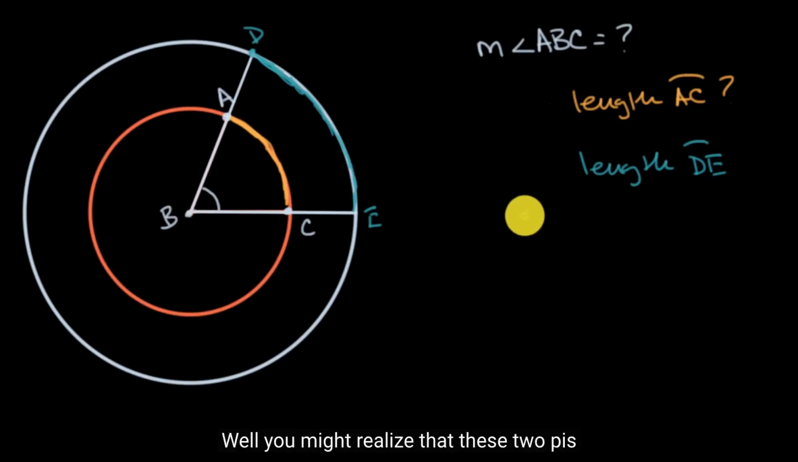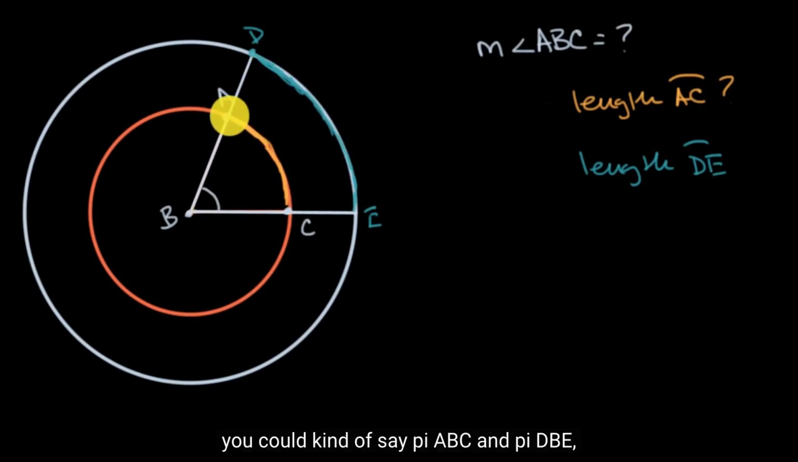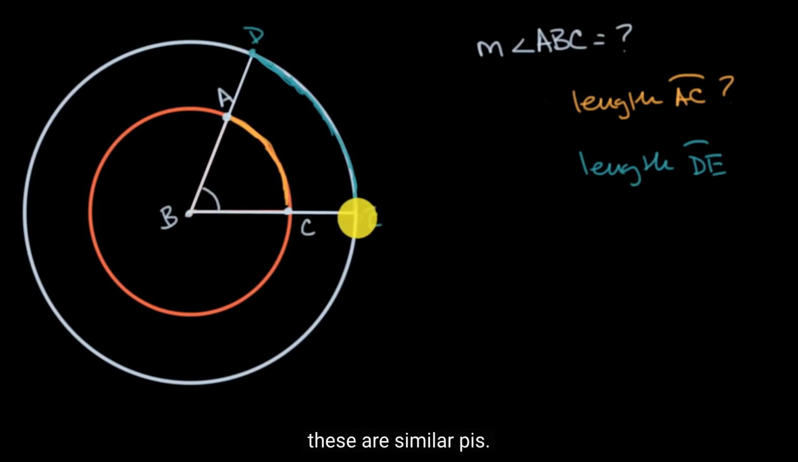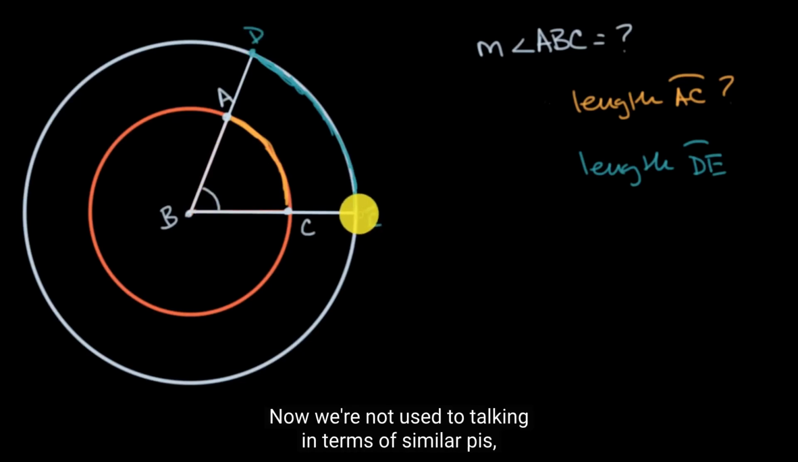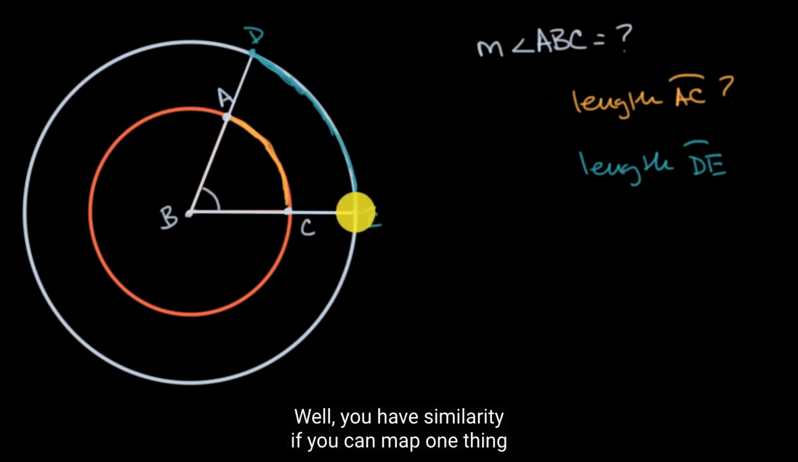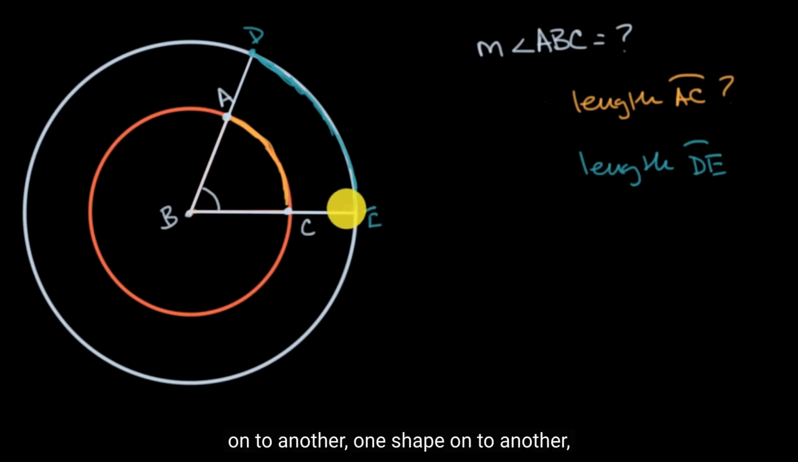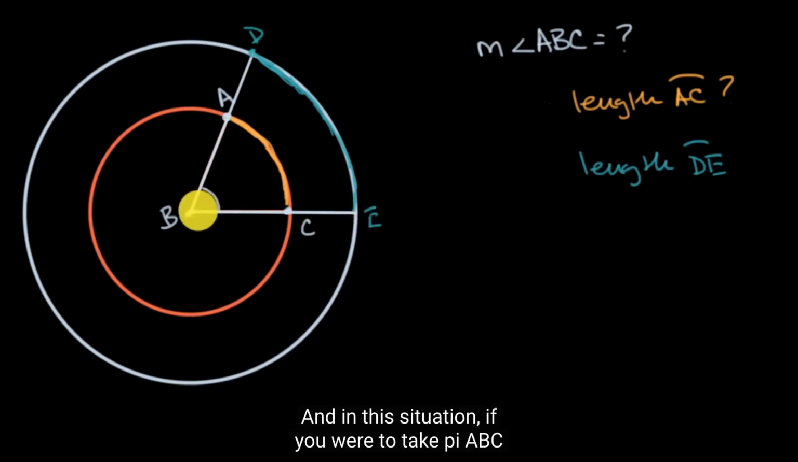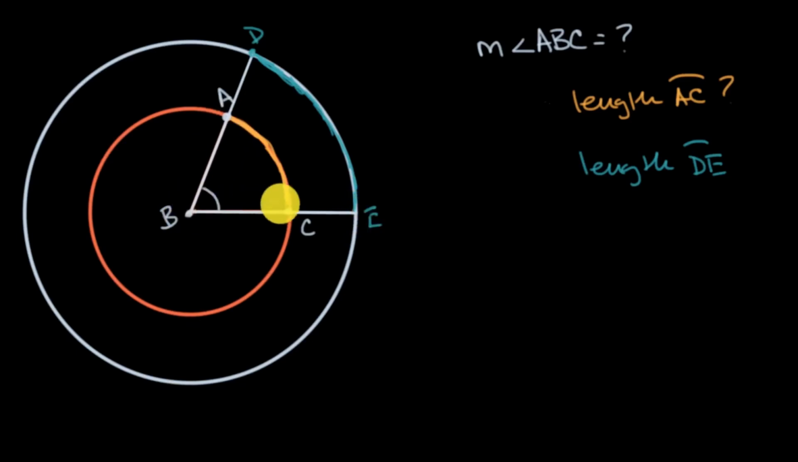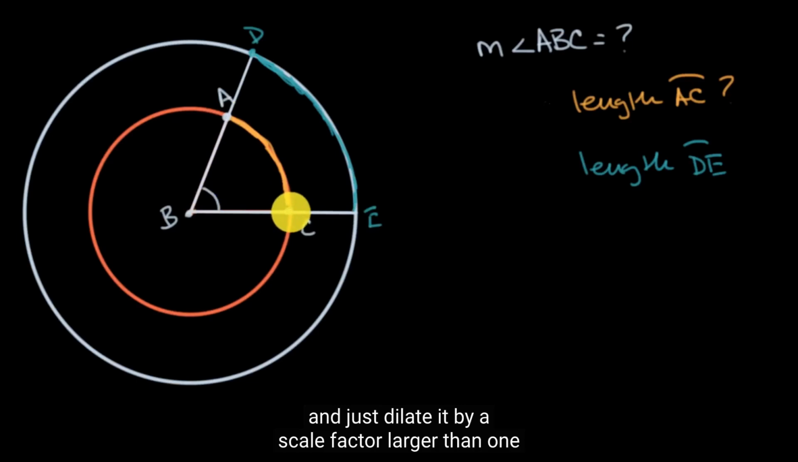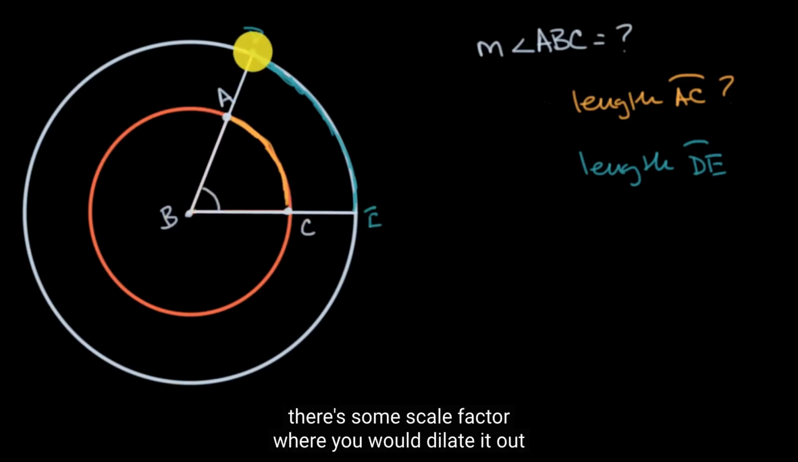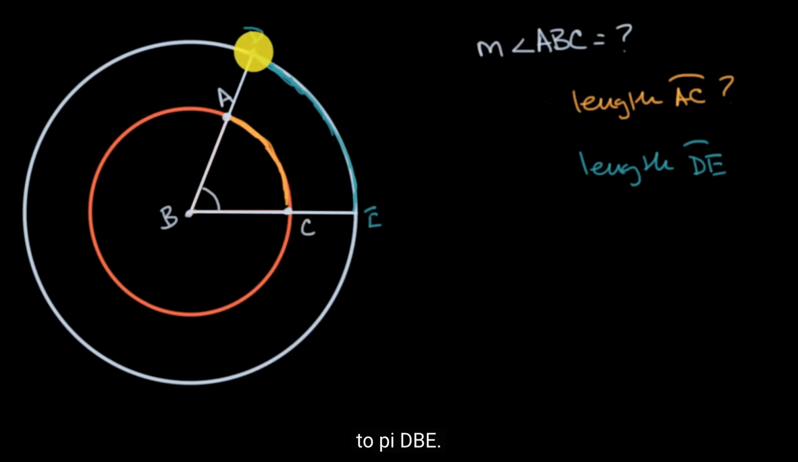But what could we do? Well, you might realize that these two pies that I just created, pie ABC and pie DBE, are similar pies. Now, we're not used to talking in terms of similar pies, but what does it mean to be similar? Well, you have similarity if you can map one shape onto another through not just rigid transformation, but also through dilation. And in this situation, if you were to take pie ABC and dilate it by a scale factor larger than 1, there's some scale factor where you would dilate it out to pie DBE.